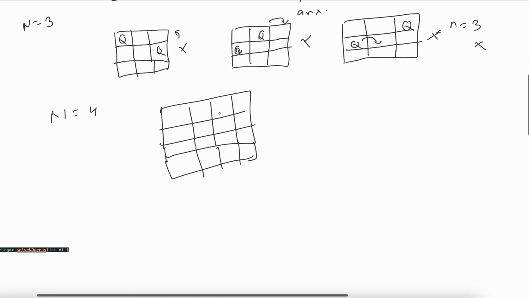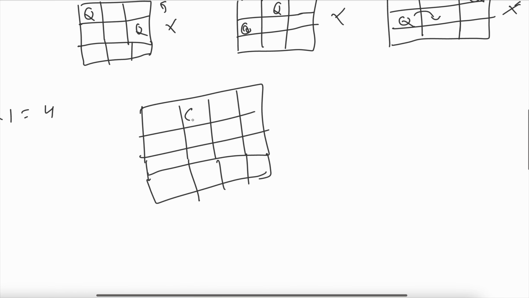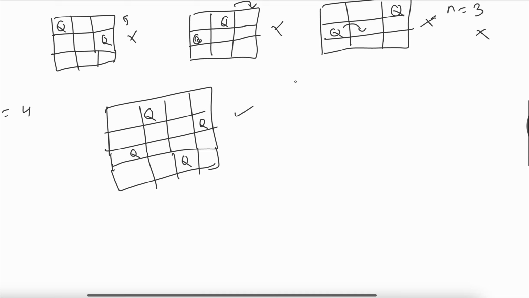So this is like examples. One queen here, one queen here, one queen here, one queen here. So this is one possible answer for n equal to 4. Now let's check what the approach here is.